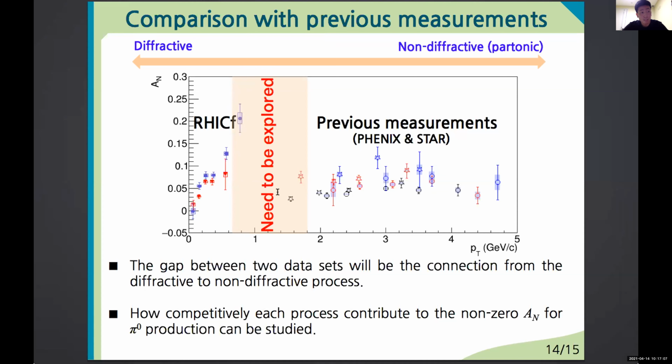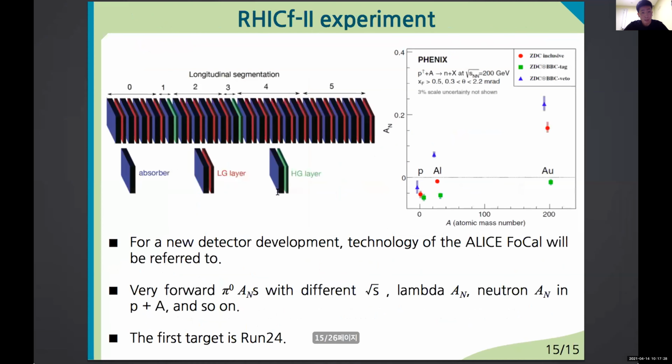So, including this physics target, we are planning to operate a follow-up experiment, LHCf2, with a new larger detector. For the new detector development, the technology of the ALICE forward calorimeter, its structure and readout electronics, will be transferred. This figure shows a schematic drawing of the ALICE forward calorimeter, which is being developed now. With LHCf2, at first we are planning to measure the very forward pi-zero A_N at different collision energies, and also a lambda asymmetry as a possible origin of the LHCf result.